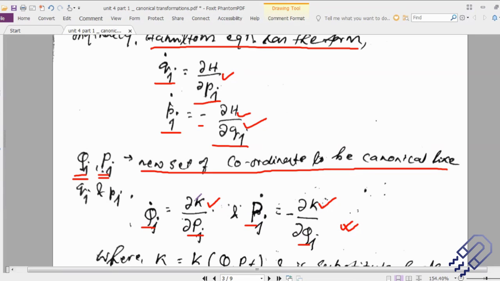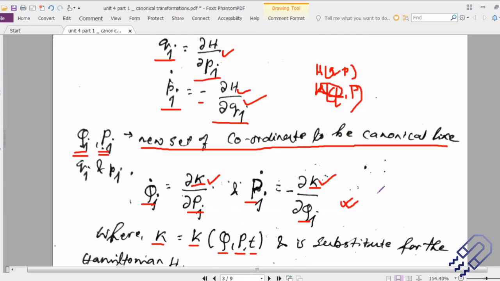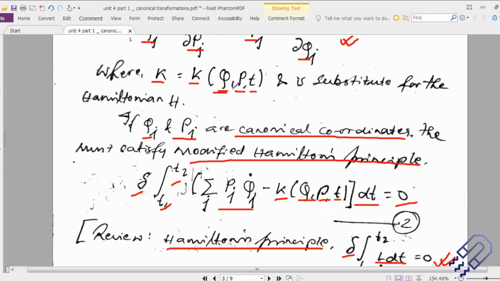Originally, the Hamiltonian was a function of only q, p, and t. I am not writing t. But the new Hamiltonian that we are talking about will be a function of capital Q and capital P. That means this also needs to be changed, so we have just written a new function. This capital K will represent a function of capital Q, capital P, and capital T, and it will be a substitute for the Hamiltonian.